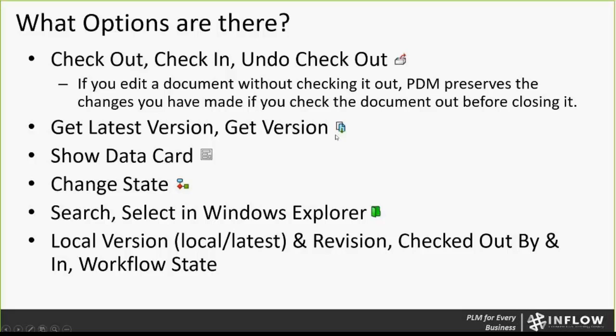You can also get latest version and get a version. So it's very handy to leaf through earlier versions of the document. If you've got five versions of an Office file or an Excel file, you can go through the versions and see the development of the document since the beginning of its life in PDM.